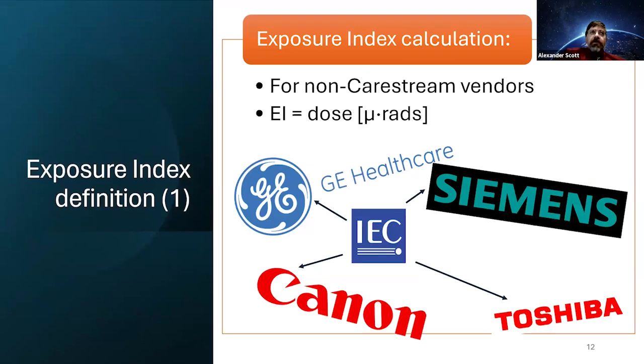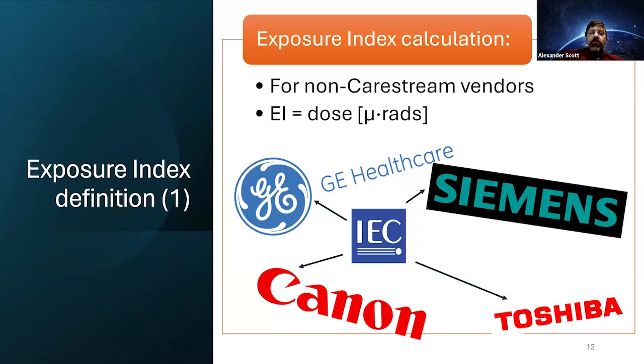So there's a lot of different exposure indices out there, or at least there were. And I think we're converging on the exposure index as a definition as the dose in microrads. And to me, that's a really great number. Some places might have it as 100 times the dose in microgray, whatever. I don't care if it's standard or international units or whatever, but a nice linear relationship.